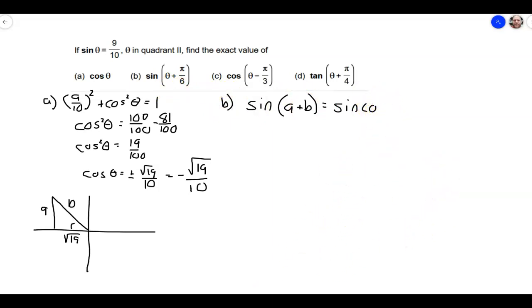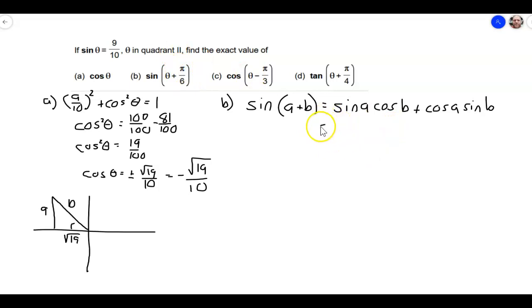Sorry, I said it right, I wrote it wrong. Sine of A cosine of B plus the cosine of A times the sine of B. All right, so here's the formula for it. So here our A is theta and our B is pi over 6.